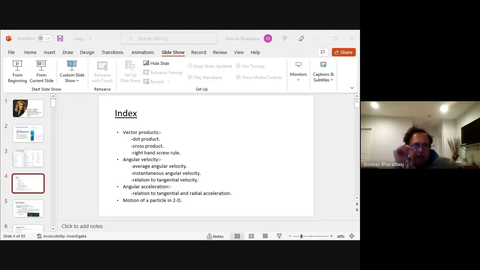Okay, so remember that. Omega cross r equals v. People just say v equals r omega. What is the meaning of v equals r omega? It comes from this, v equals omega cross r. So keep that in mind: v equals omega cross r.